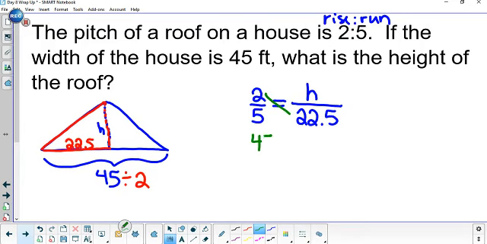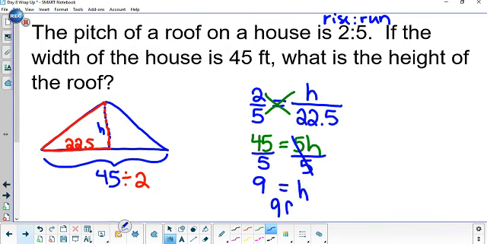2 times 22.5 is 45. 5 times h is 5h. Using inverse operations, divide by 5. So we get h equals 9. So the height of that roof was 9 feet.